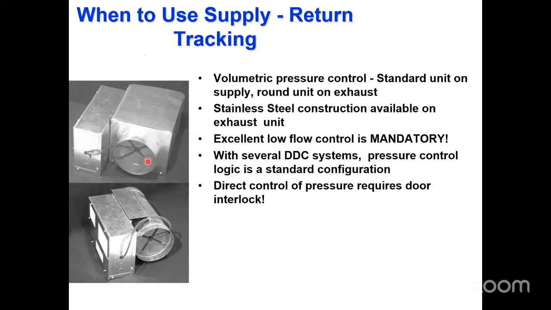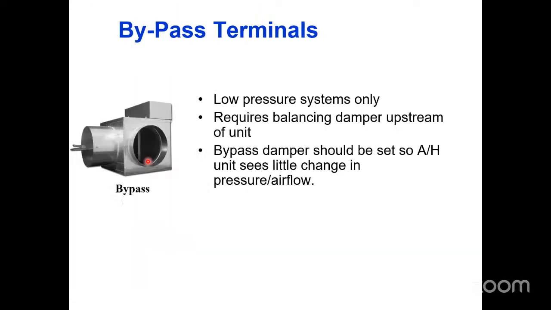We don't do supply tracking very often either. This would be a very specialized space. For example, like a hospital where I'm going to have a VAV box on the supply air and have another VAV box on the return air leaving that space and control them in order to maintain either a positive or negative pressure. So sometimes in a hospital, you might do that or in a laboratory situation. But in general, not common at all.